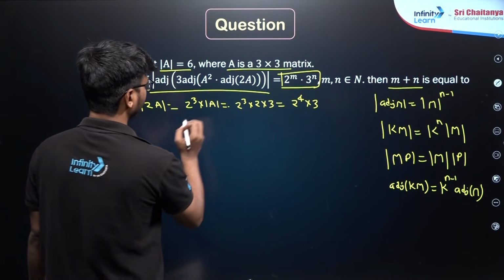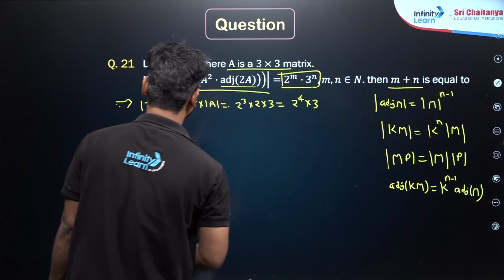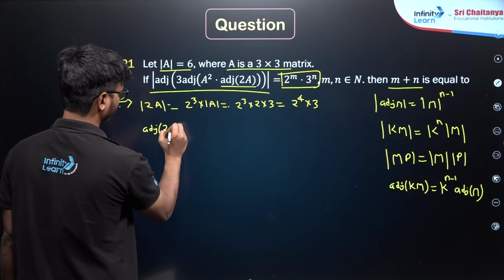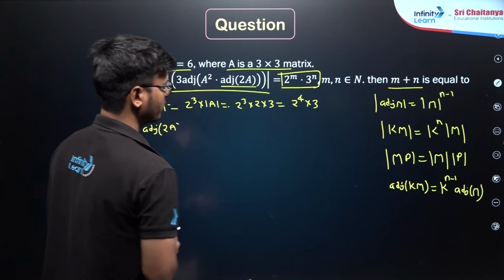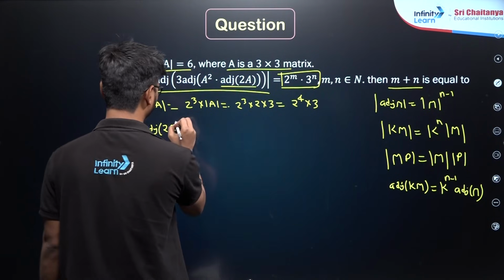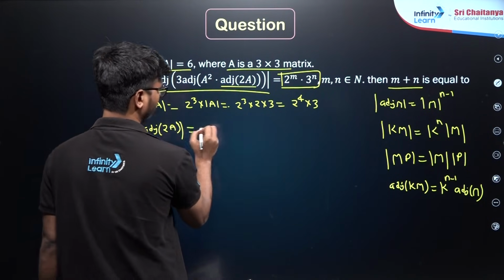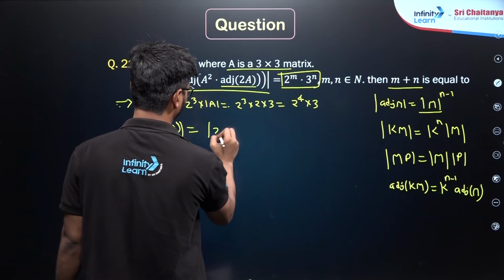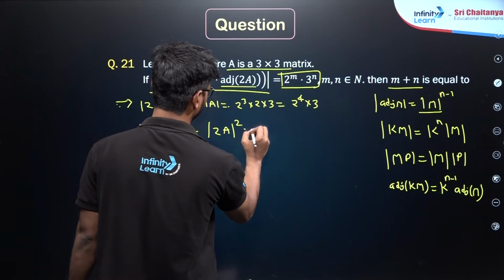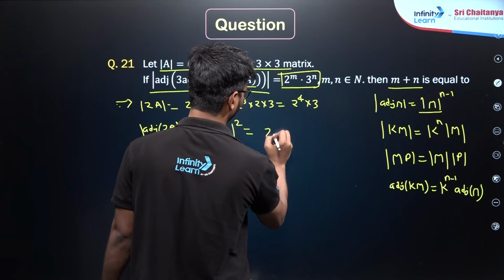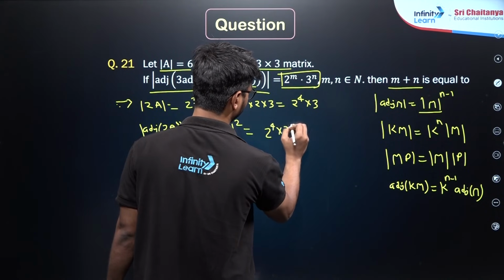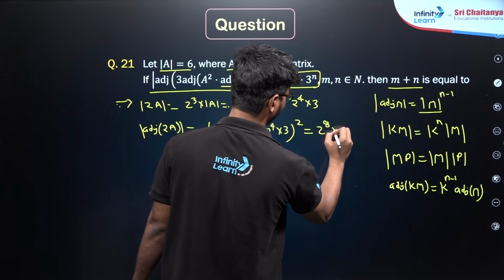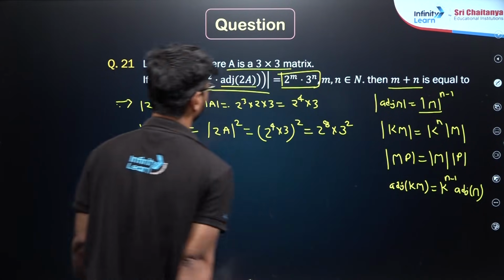Now I am going to find the adjoint of 2A, correct? So if I want to find the adjoint of 2A, using the property, determinant of adjoint of 2A, I can write this property, correct? So I am going to write determinant of 2A the whole square. So here we are going to get 2 to the power 4 into 3 the whole square. So we are going to get 2 to the power 8 into 3 square.